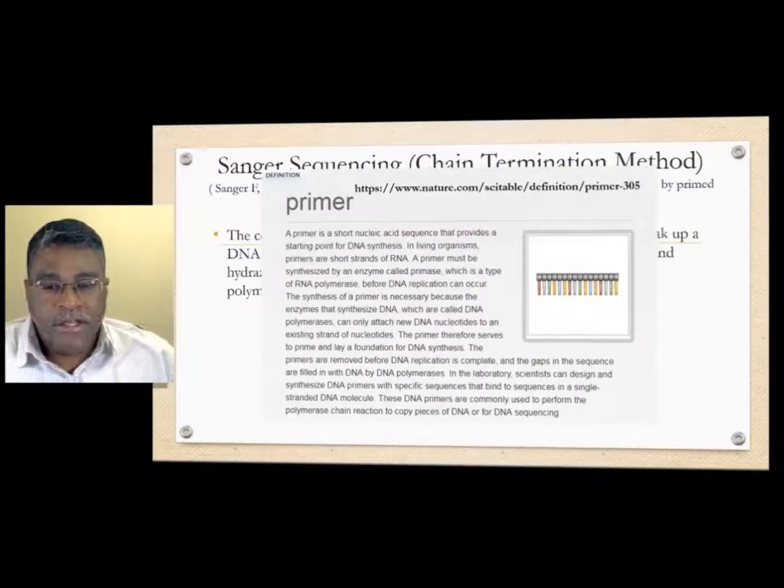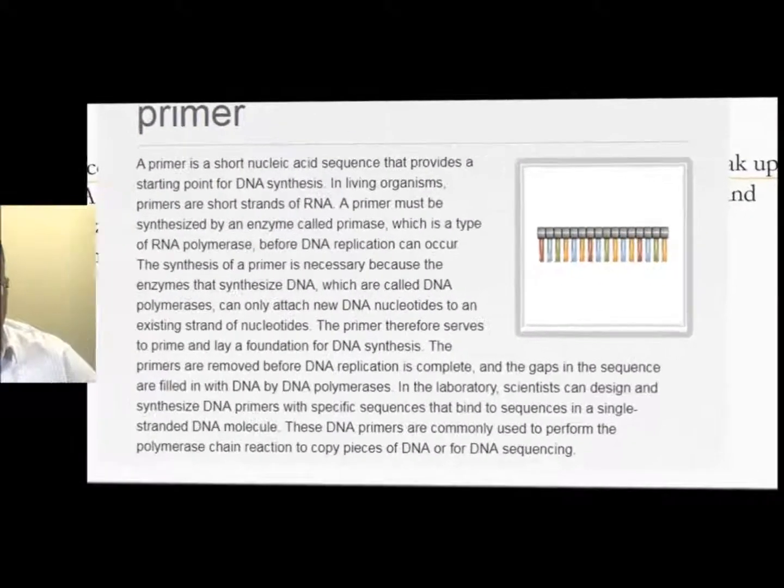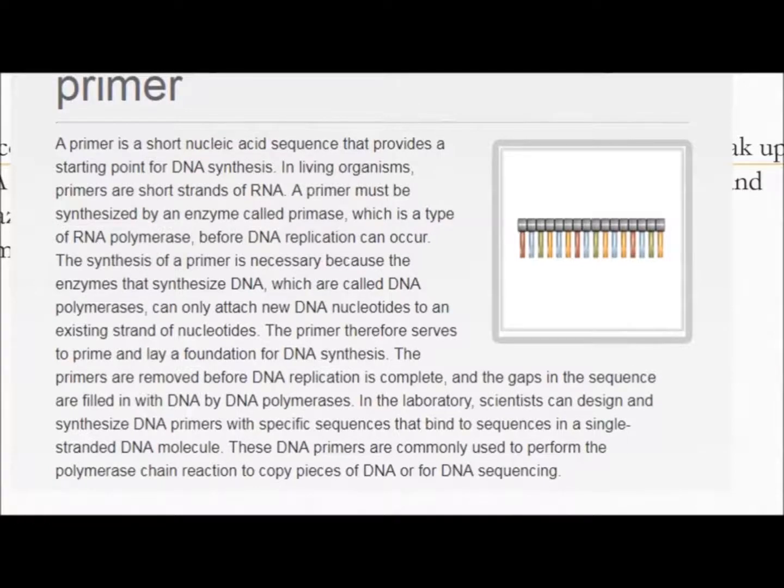Okay, now here's an example of what a primer is, and we can read this. A primer is a short nucleic acid sequence that provides a starting point for DNA synthesis. It's a short sequence, and DNA polymerase, for example, begins the building of this DNA sequence by creating nucleotides that are complementary to the nucleotides on the primer. Okay, in living organisms, primers are short strands of RNA.